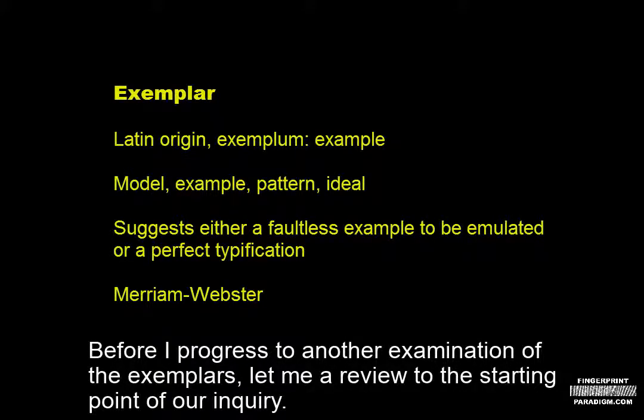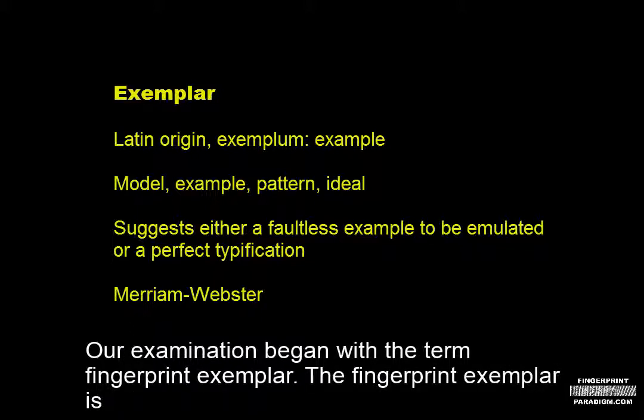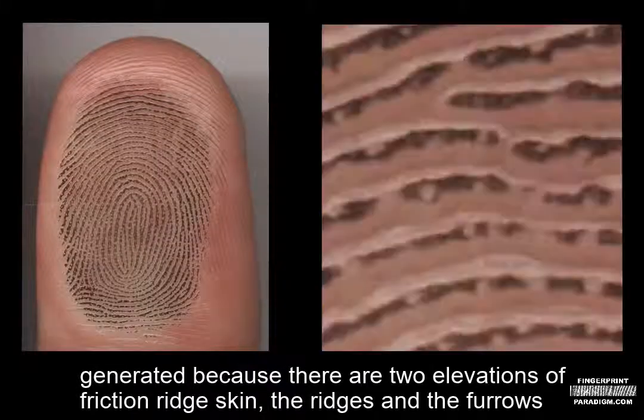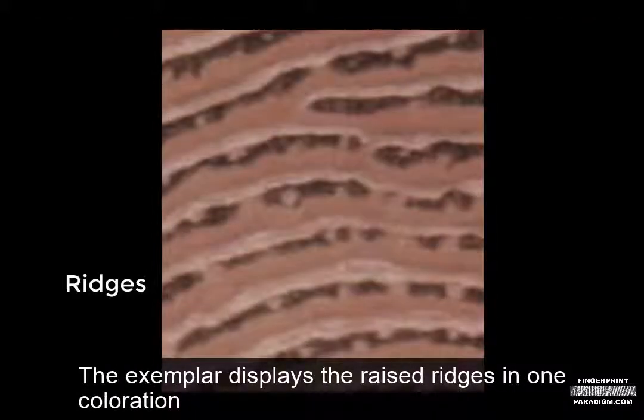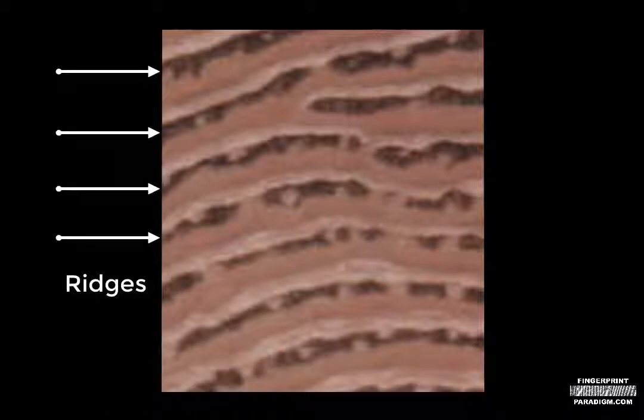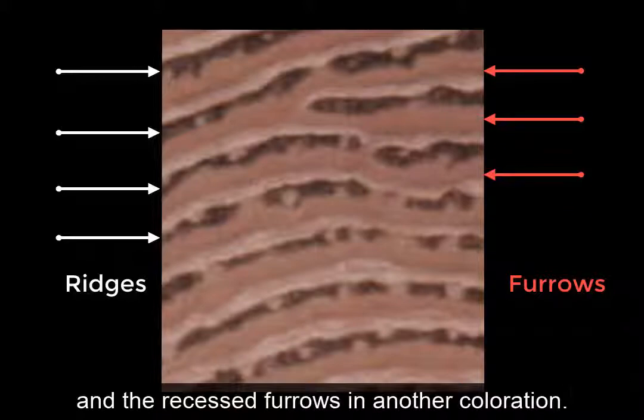Before I progress to another examination of the exemplars, let me review the starting point of our inquiry. Our examination began with the term fingerprint exemplar. The fingerprint exemplar is generated because there are two elevations of friction ridge skin, the ridges and the furrows. The exemplar displays the raised ridges in one coloration and the recessed furrows in another coloration.